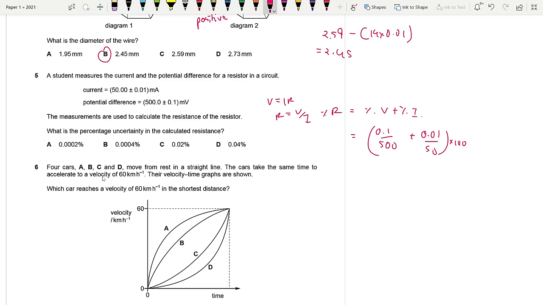I'm getting a value of 0.04%. So 5 is actually D. Cool.